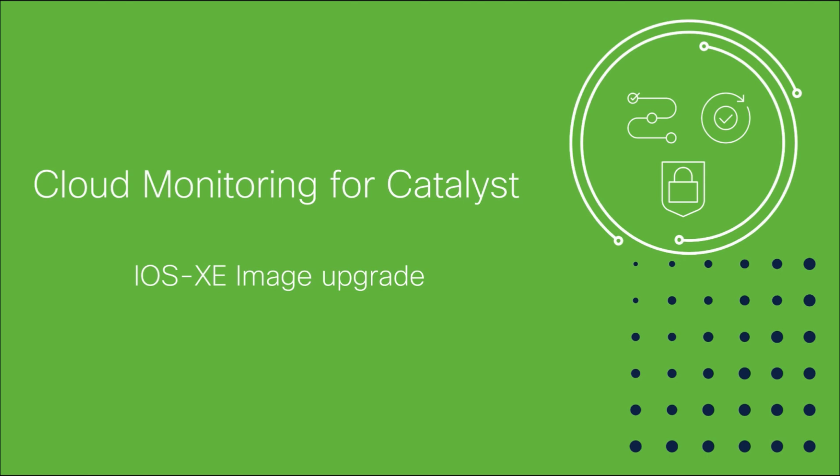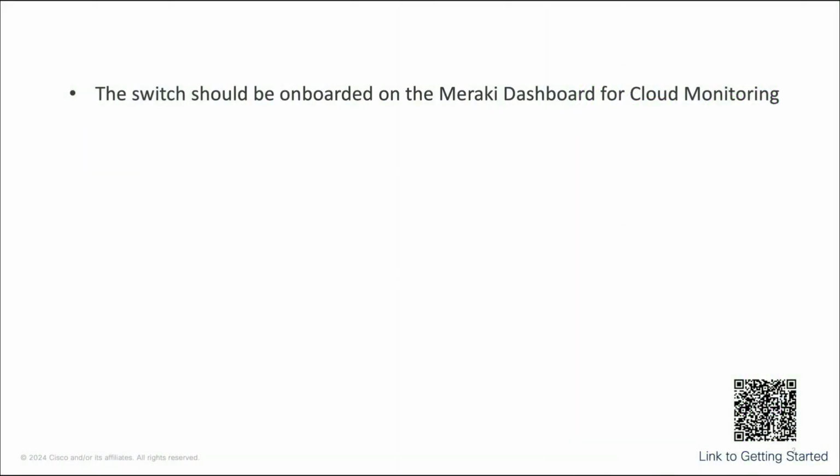Before we start the demo, we are going to discuss some of the prerequisites. First of all, the Catalyst 9000 should be onboarded on the dashboard as a cloud monitor device. If you need help with the onboarding, check our Meraki Minute video on this topic. The second point is that the switch must be in install mode. Install mode is the newest and smartest way of achieving software upgrades with Catalyst devices running iOS XE.